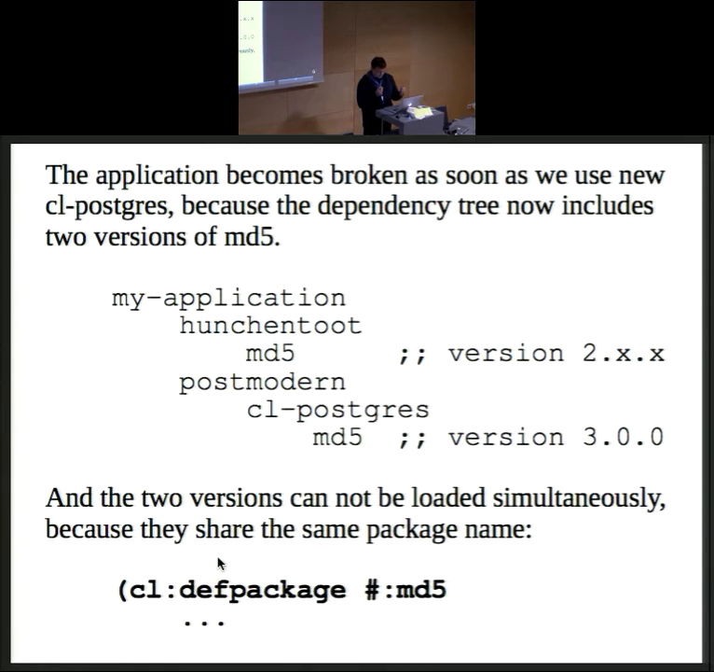Then our application becomes broken because it is impossible to load simultaneously two versions of the same library because they interfere via package name. Version 2 tries to load old code into this namespace, and version 3 tries to load new code into the same namespace, and they break each other. So that's in Common Lisp.